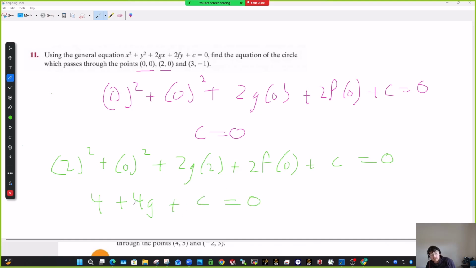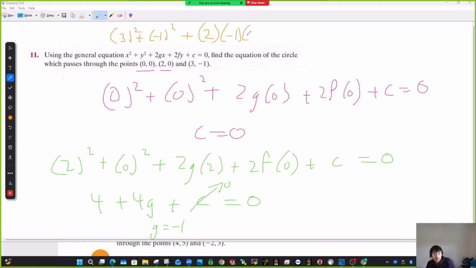Now, because I can actually find g here, I might as well do it. Because this goes to 0, you bring the 4 over, so g is minus 1. And then you just sub in the last point here. As we're doing this, you'd just put in the values. So 3 squared plus minus 1 squared, putting in for y. Plus, we know g's value, so you may as well put it in: 2 bracket minus 1 for g.